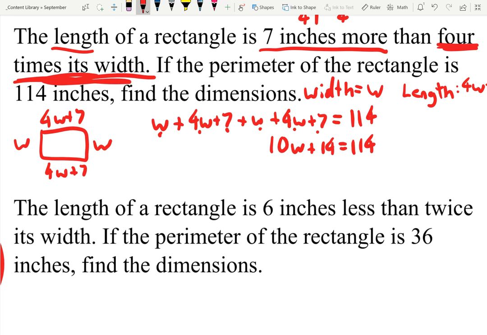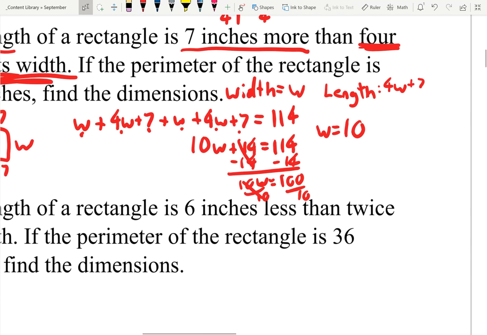That's equal to 114. Now we solve. Subtract 14. So 10W is equal to 100, and then divide by 10. So we get W is equal to 10. The width is 10. But now remember the length is 4 times W, so 4 times 10 plus 7, which makes that 40 plus 7, which is 47. So the width is 10, the length is 47.